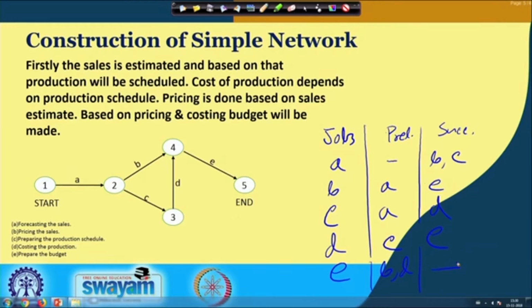So, basically this is the requirement where we are preparing a table which gives us the idea that sales estimation is the first job, then the second job, the pricing of the sales, can be carried out based on the sales estimation.